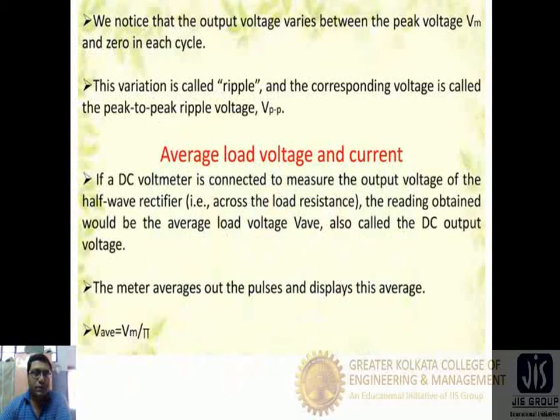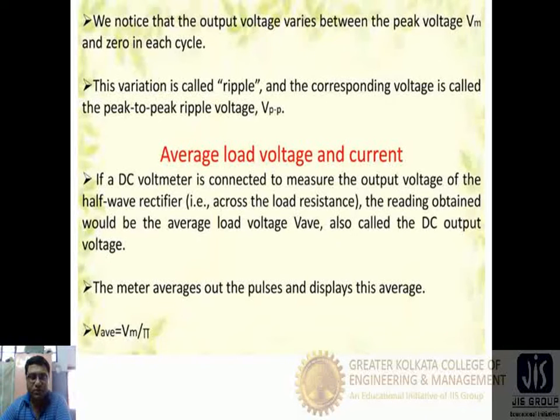So we notice that the output voltage varies between the peak voltage Vm and 0 in each cycle. This variation is called the ripple. This is a very important thing. The ripple is this variation. This variation of the output voltage is called the ripple, and the corresponding voltage is called the peak to peak ripple voltage, Vp-p.